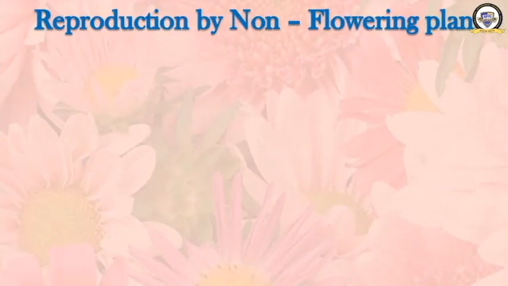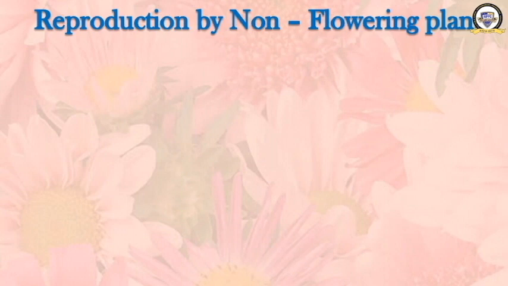Okay. We are going to the last topic, today's last topic. What is that? Reproduction by the non-flowering plants. Till now we have seen the reproduction by the seeds. I told you in the beginning that there are different kinds of reproduction. Plants reproduce from the seeds, from the stem or roots or leaves. Till now we were discussing the reproduction from the seeds.